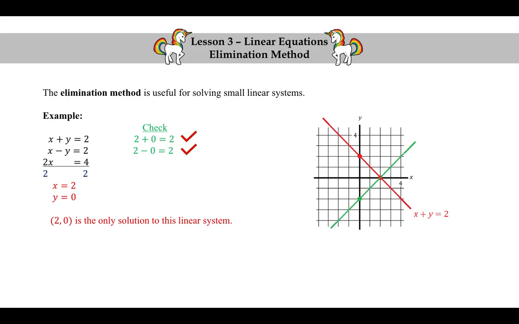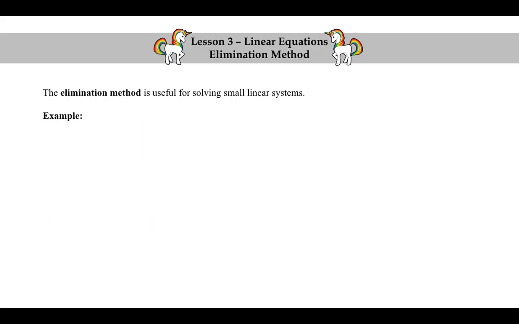Similarly, the second equation has intercepts (0, -2) and (2, 0). And we see that the point of intersection of these two lines is the point (2, 0), as we found before algebraically. Let's look at another example. x - 3y = -3, 2x + y = 8.